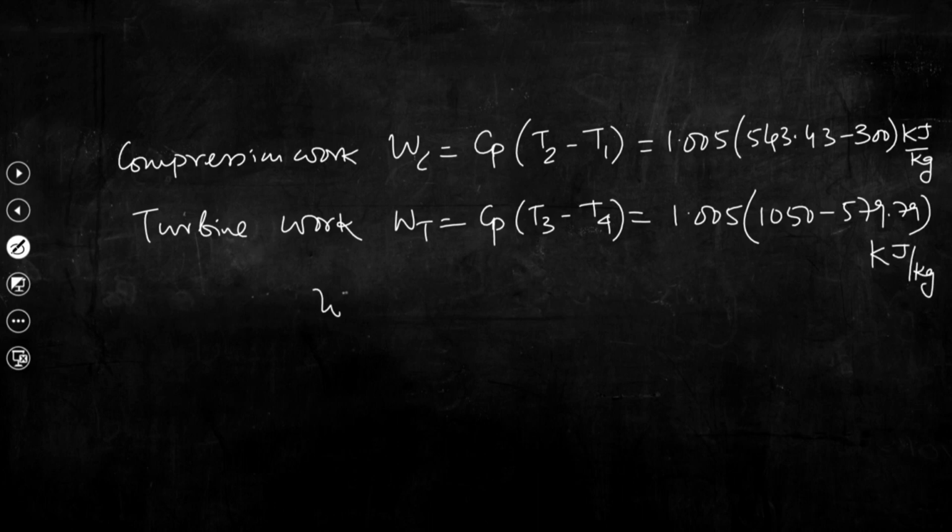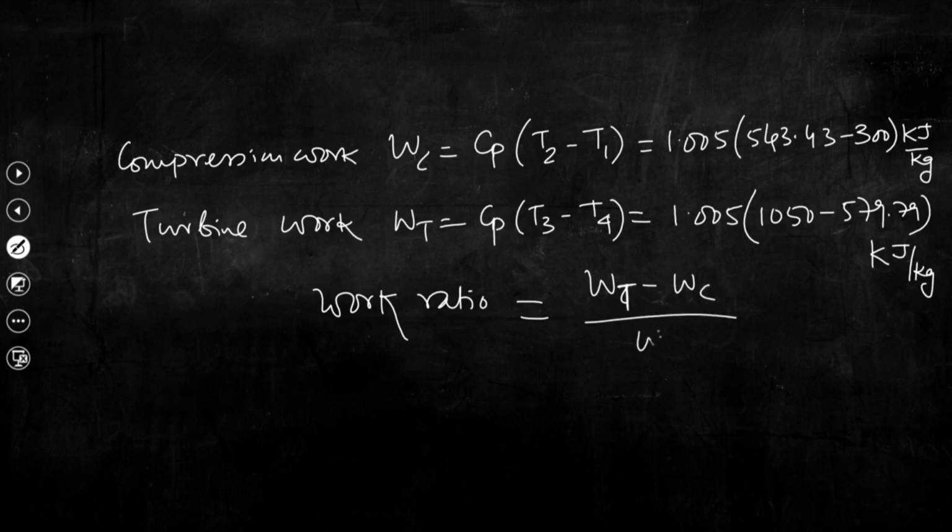So, the work ratio that we have to calculate for this problem is (Wt minus Wc) divided by Wt. If we calculate it, it comes as 0.48. So, the work ratio is very low, 0.48.